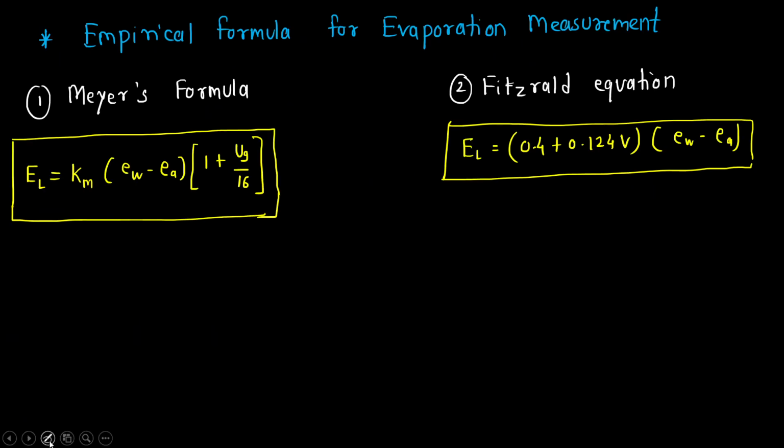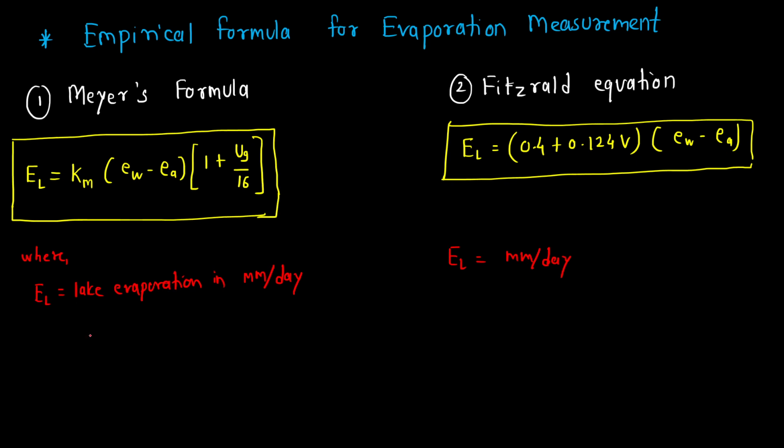One more important thing you can write here is the units. In case of Mayer's formula, EL is the lake evaporation in mm per day. In this case too, EL is in mm per day, so the EL value is the same. Now the next ones, EW and EA, we already know. Km is the Mayer's constant.